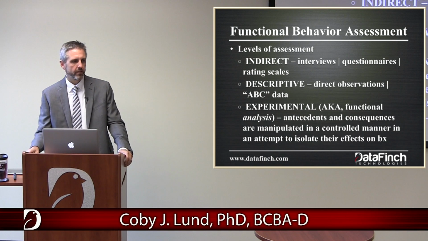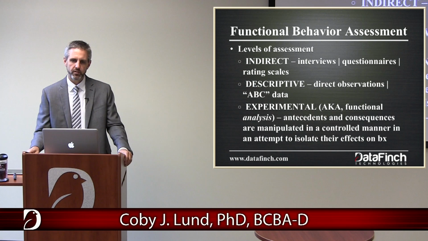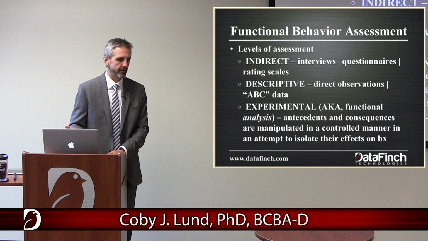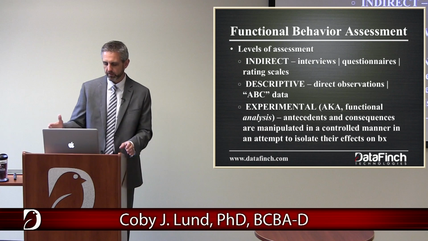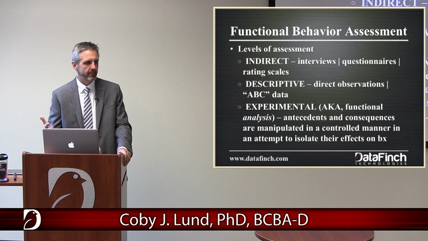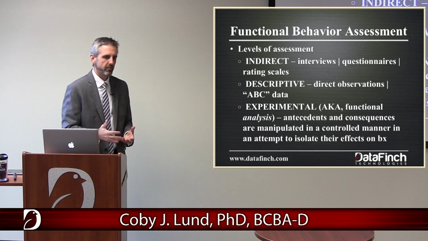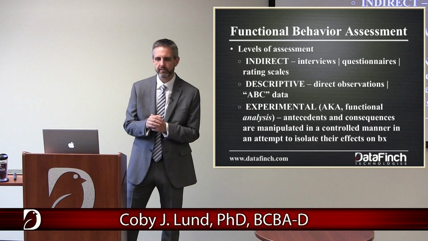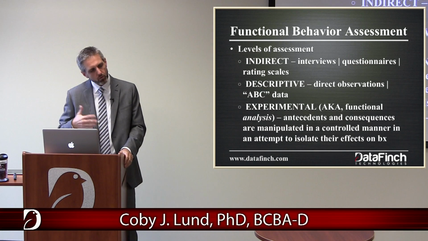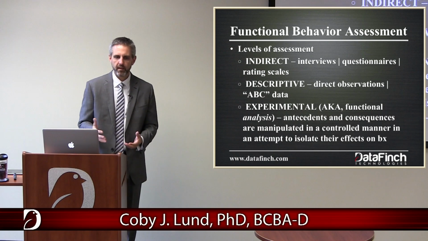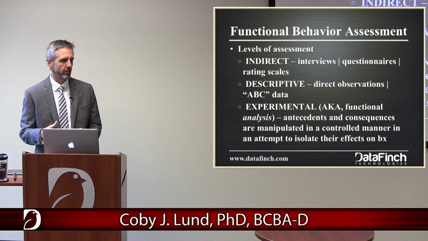Also at this level, it's appropriate to collect information that's often referred to as ABC data. An ABC is an acronym for antecedent behavior consequence, and we'll talk about this in more detail later. But basically, this is collecting objective information over time about your target behaviors or your behaviors of interest, and recording what are the frequently occurring antecedents to these behaviors, and what are the frequently occurring consequences.